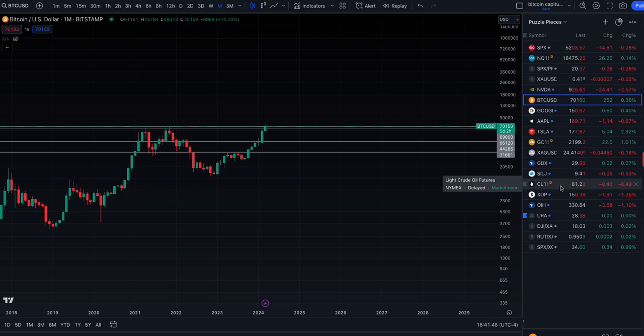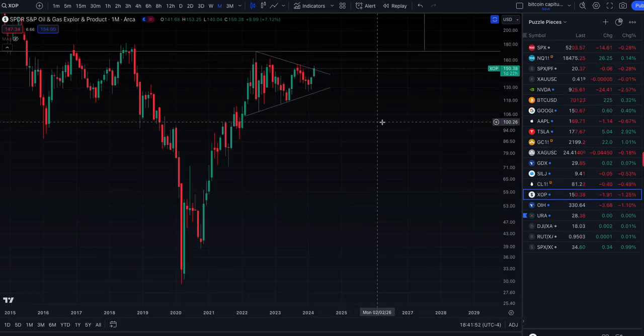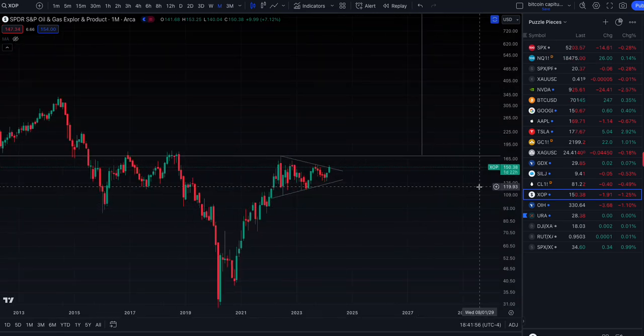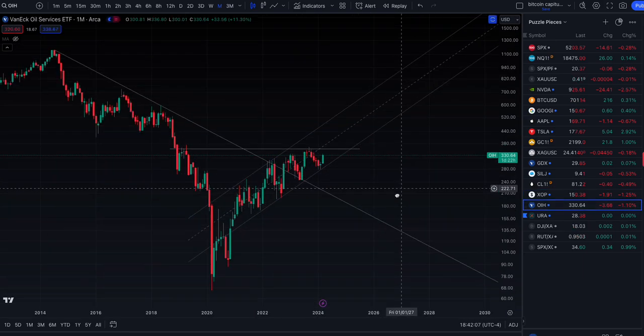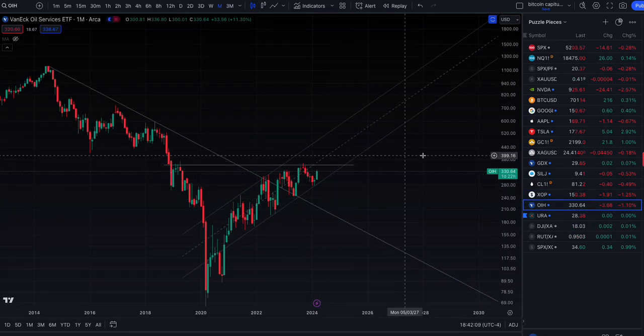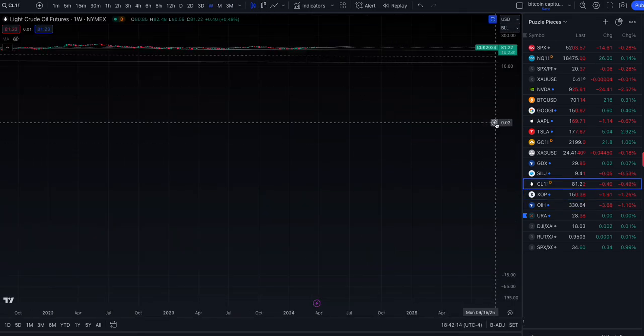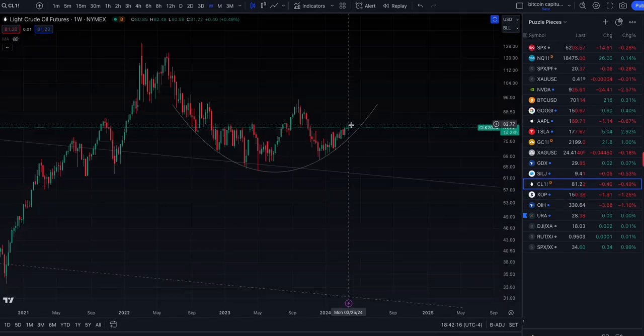I also want to talk about oil. Look at XOP. XOP is breaking out. I've kind of talked through this before. Gold, inflation, oil, inflation, they kind of go hand in hand. Commodities. OIH, I think, looks pretty good too. We'll go to oil on the weekly because it's easier to look at. This is a massive breakout.